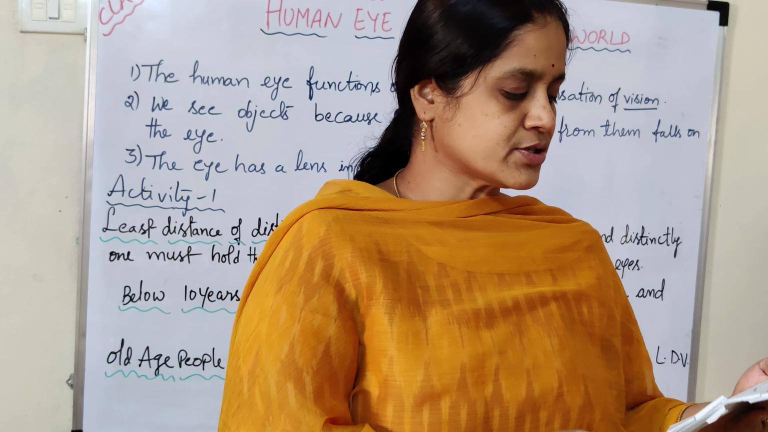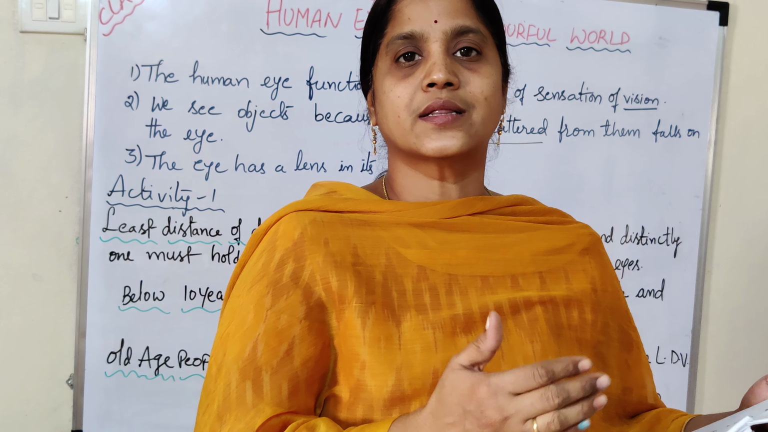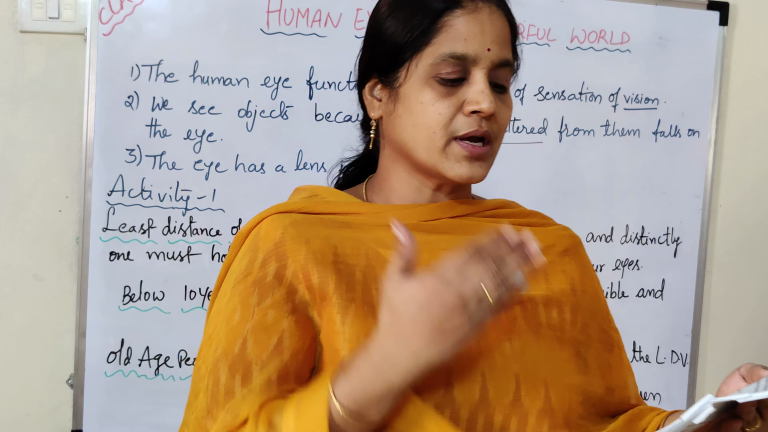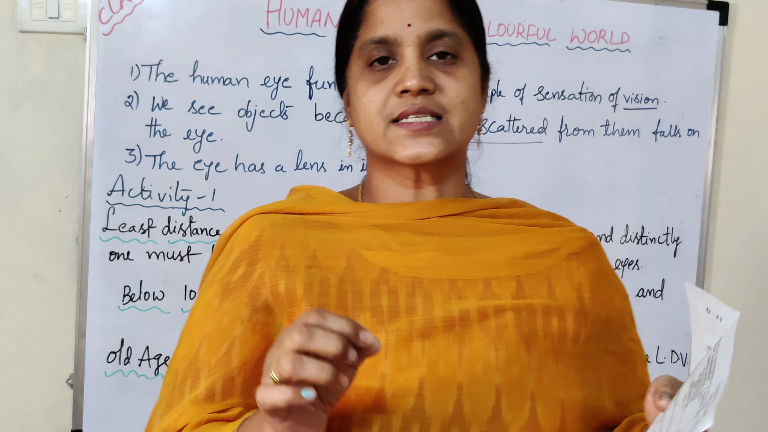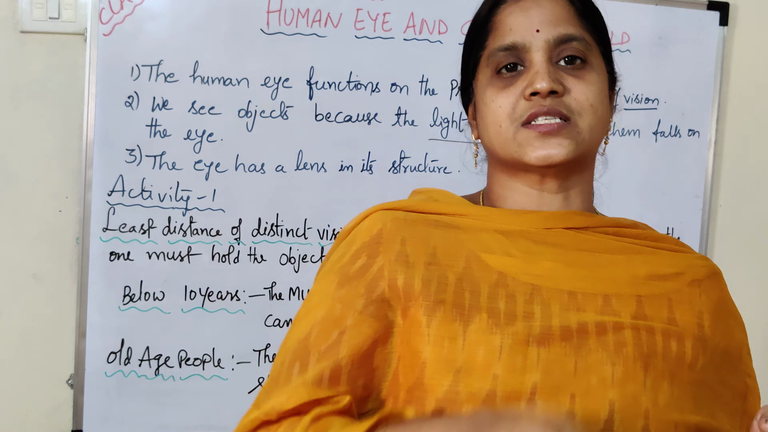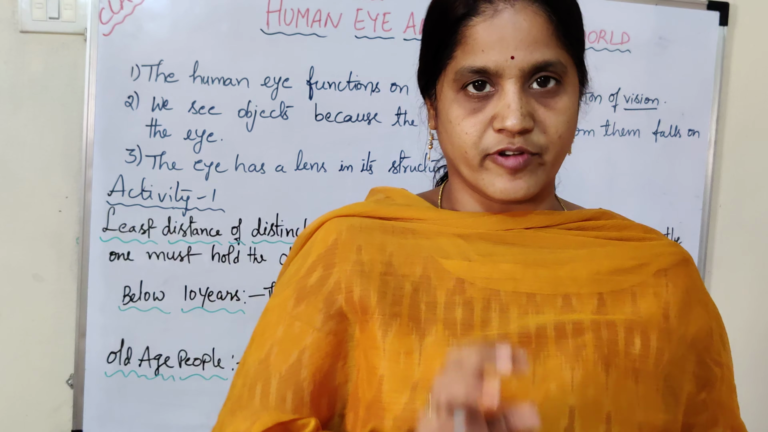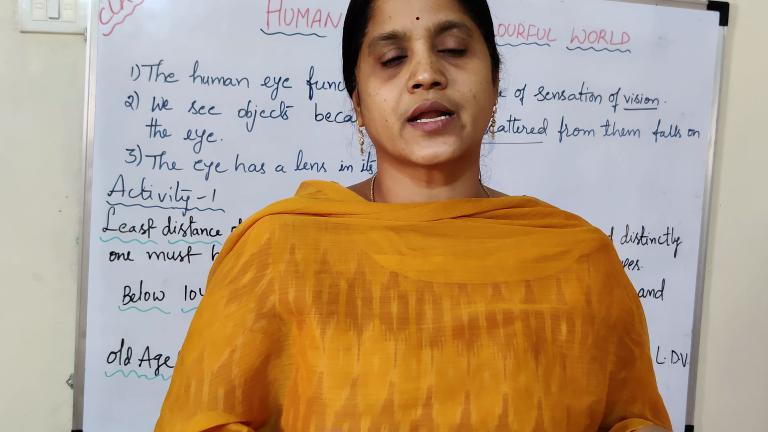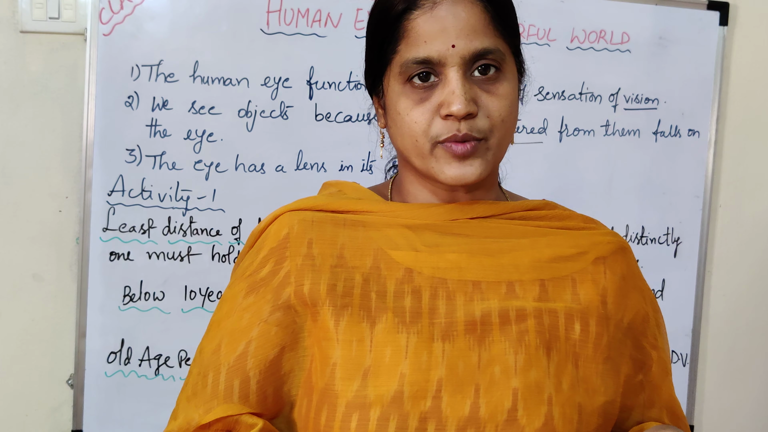So the distance at which I can read this newspaper comfortably, if you measure that distance, we'll call it the least distance of distinct vision. For a healthy person, that distance is 25 centimeters.